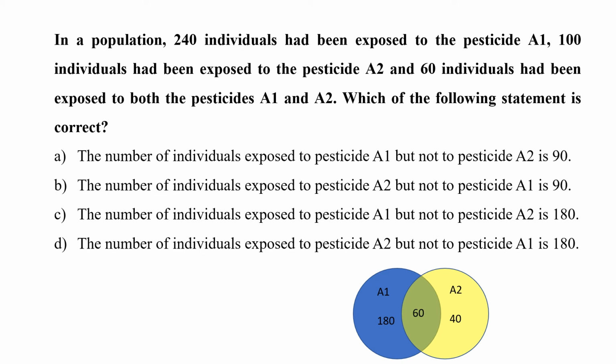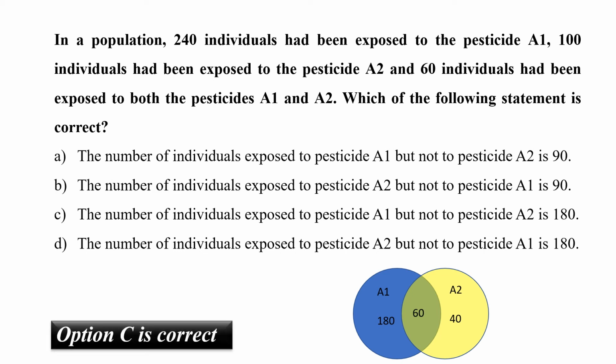Now let's read out the options. The number of individuals exposed to pesticide A1 but not A2 is 90. So there's no number 90 here, so this one is incorrect. The number of individuals exposed to pesticide A2 but not A1 is 90. Again, incorrect. The number of individuals exposed to pesticide A1 but not pesticide A2 is 180. So this particular answer is correct. So the correct answer to this question is going to be option number C.